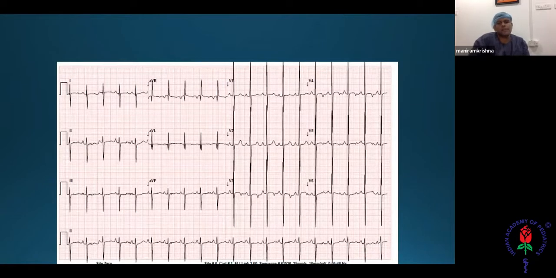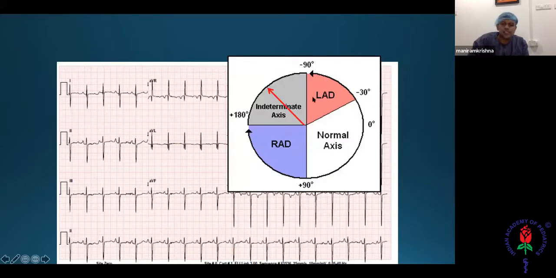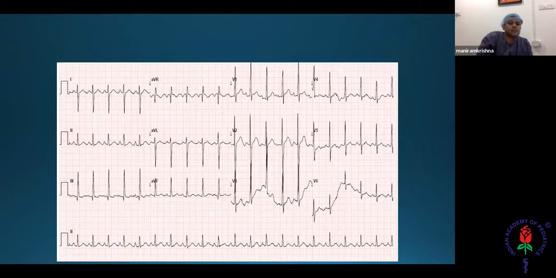Now the next one. You can see that it's definitely negative in AVF and it's negative in lead one as well. So if it's negative in both of these leads, it is northwest axis as we had discussed. And this child definitely has a major cardiac problem which needs to be sorted out ASAP. So, the last example, what do you think is the axis in this?